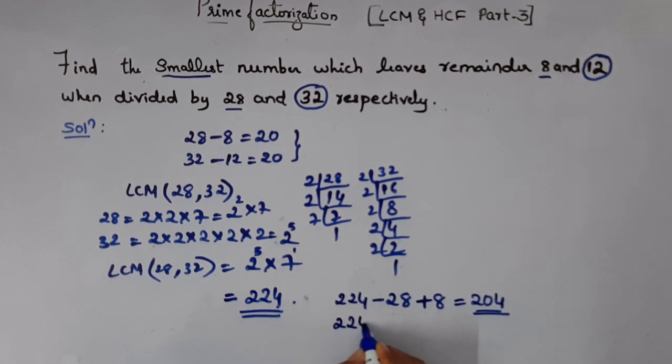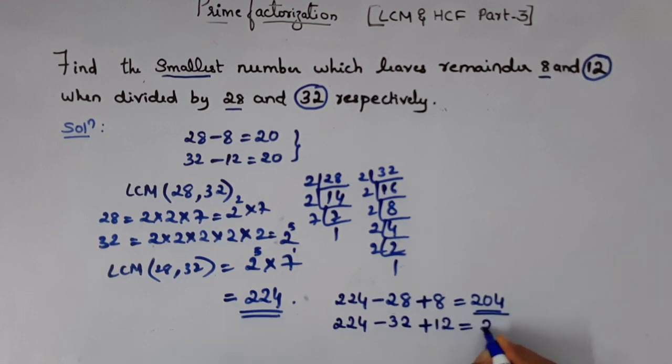So 224 minus 32, that is a number just before this number which will be divisible by 32 exactly. Plus it should leave the remainder 12. So plus 12. So this also will give you the number 204. So the required number is 204.